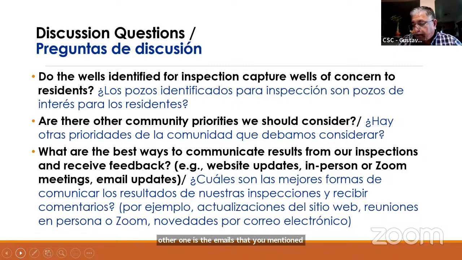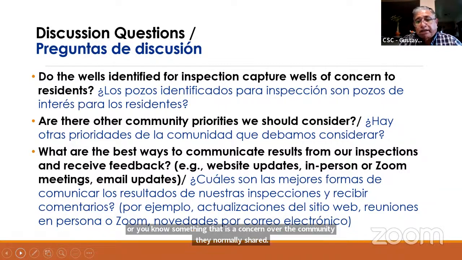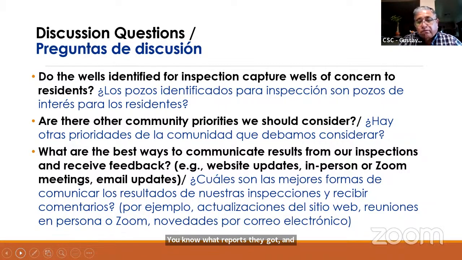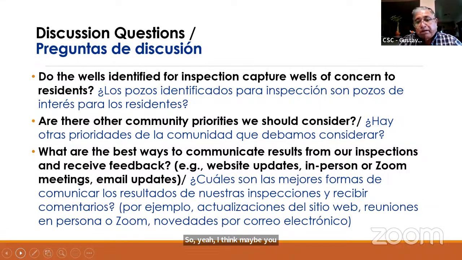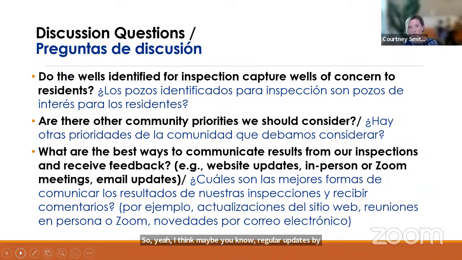The county supervisor in the district that I'm in provides updates on community reports when the community reports something, sidewalks or something that is a concern of the community. They normally share what reports they got, and then what action they took. So, I think maybe regular updates by email can also help. Great. That's very reasonable. Okay, thank you.